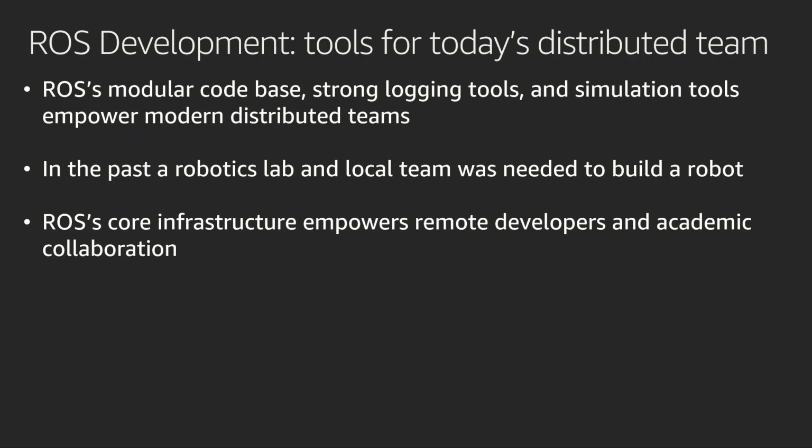ROS represents development tools for today's distributed team. ROS's modular codebase, strong logging tools, and simulation tools empower modern distributed teams. In the past, you needed a robotics lab and a bunch of local developers to work on a robot, and they probably had to share time on that robot. These new software features that I'm going to talk about, as well as the ones I've talked about previously, allow you to work faster and work in a more distributed manner. They also allow you to work with other teams, perhaps academic or developers across the globe.